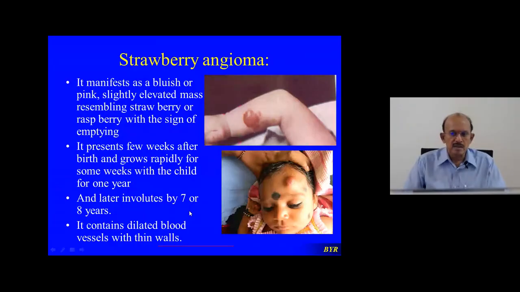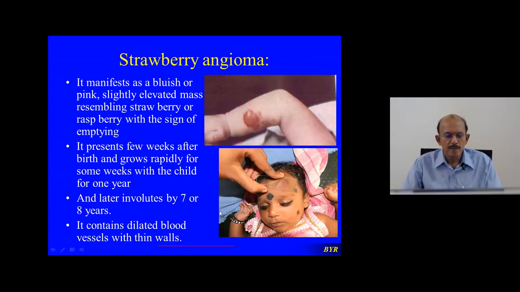The Salmon patch and port wine stain cannot be differentiated before 1 year. If it persists, it is port wine stain. If it disappears, it is Salmon patch. That is how we differentiate. So within 1 year, you just simply say it is a capillary hemangioma, most probably port wine stain or Salmon patch. So this is the sign of emptying with the help of a glass slide.